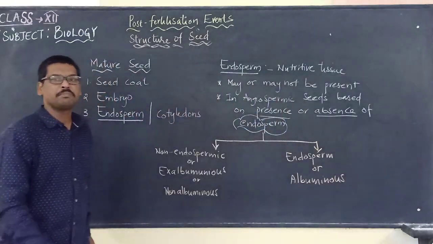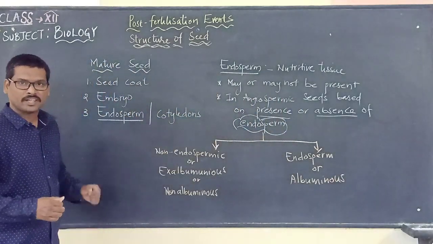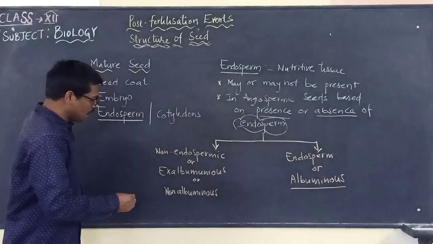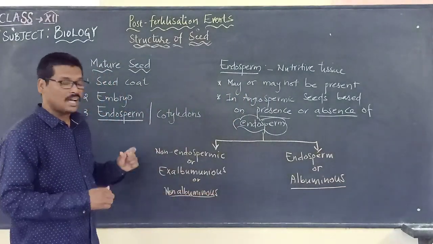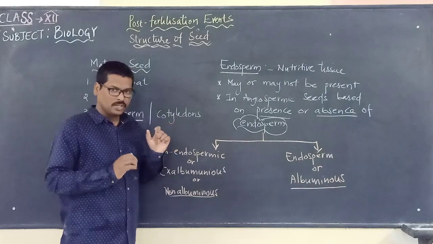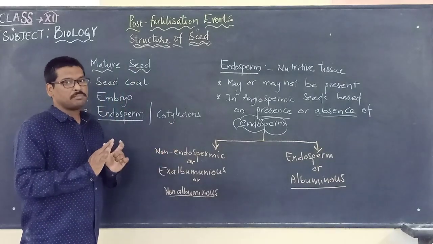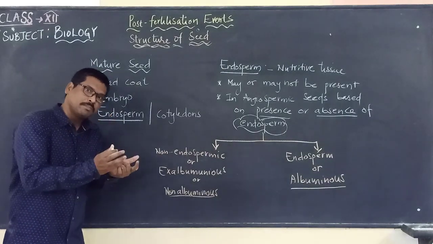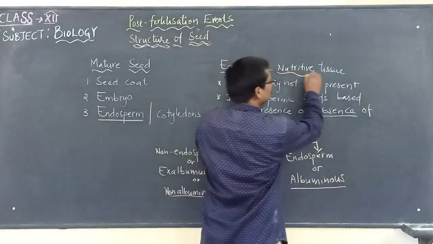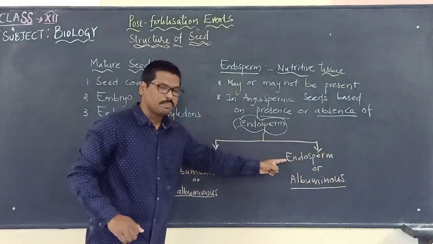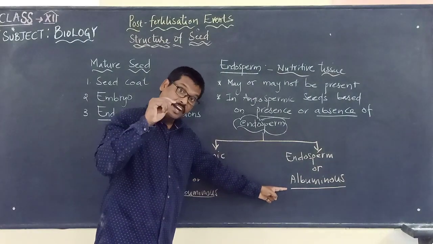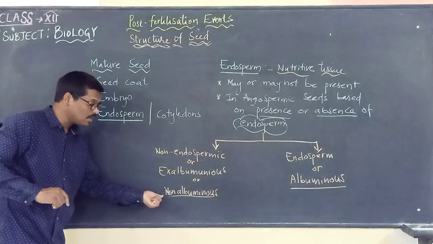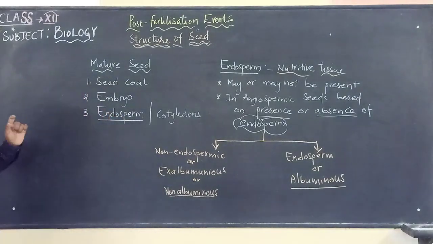Albuminous seeds. So you have to remember that most of the time, in any entrance exam, you will come across questions based upon albuminous and non-albuminous seeds. So here we said there may be endosperm or may not be endosperm in the seeds. If the endosperm is present, which is a nutritive tissue, we call them endospermic seeds or albuminous seeds. If the endosperm is absent, we call them non-endospermic, ex-albuminous or non-albuminous seeds.